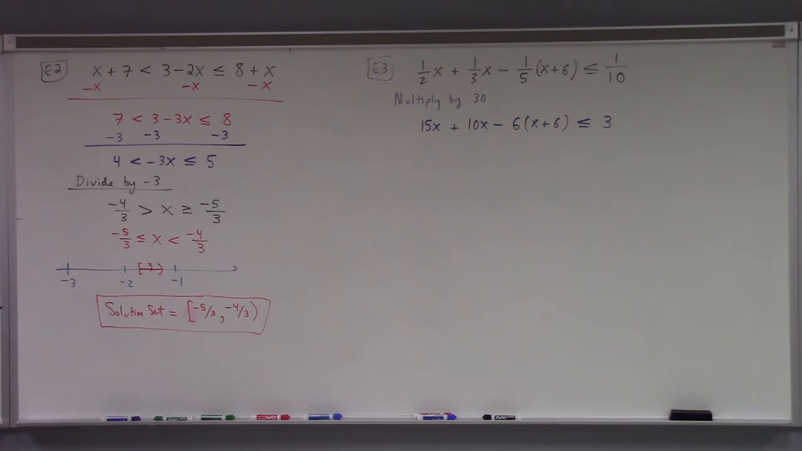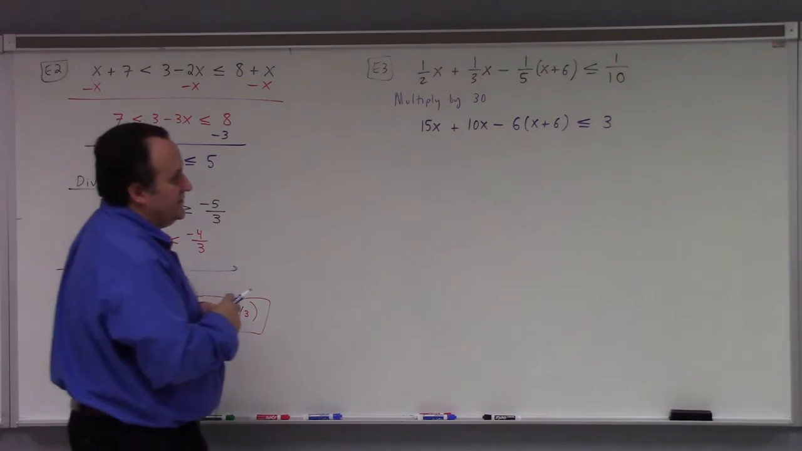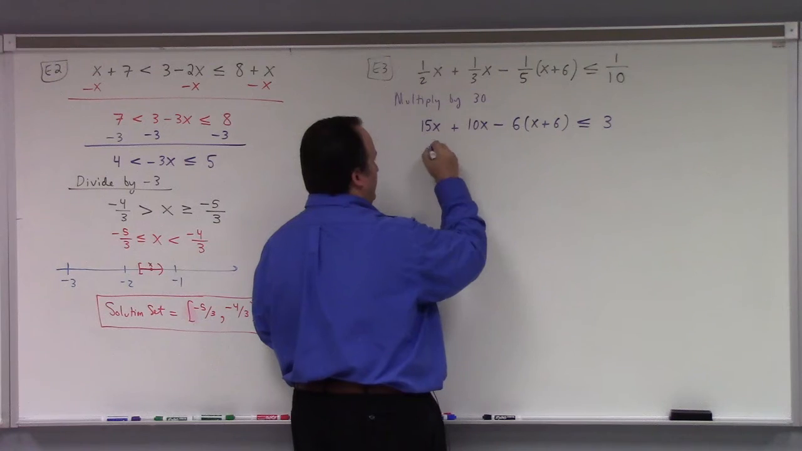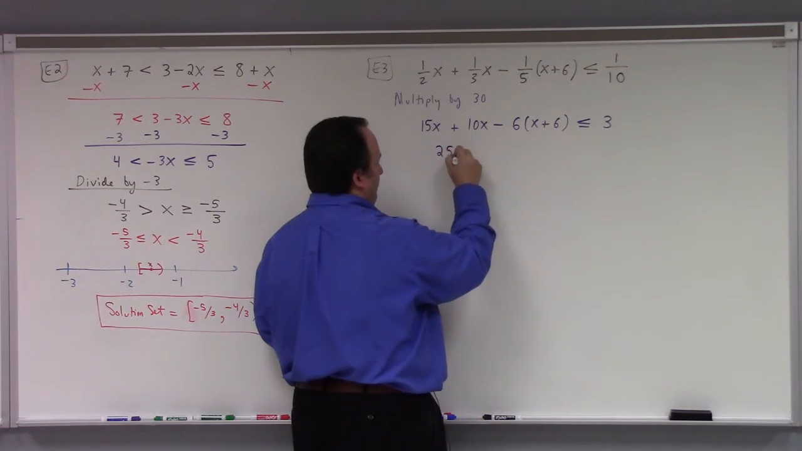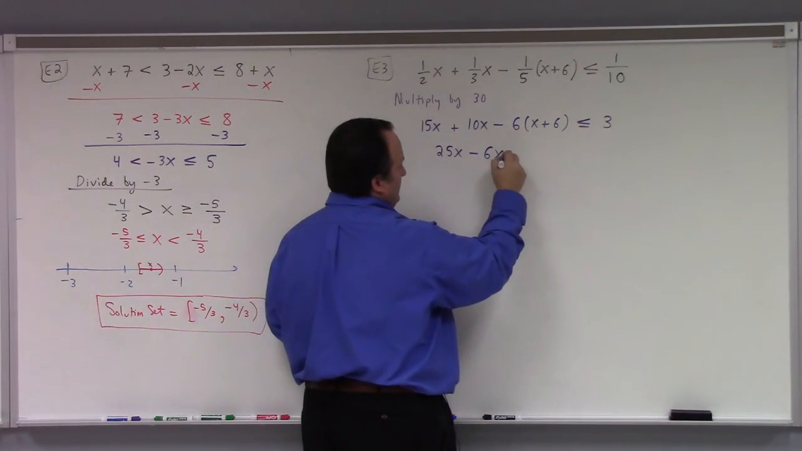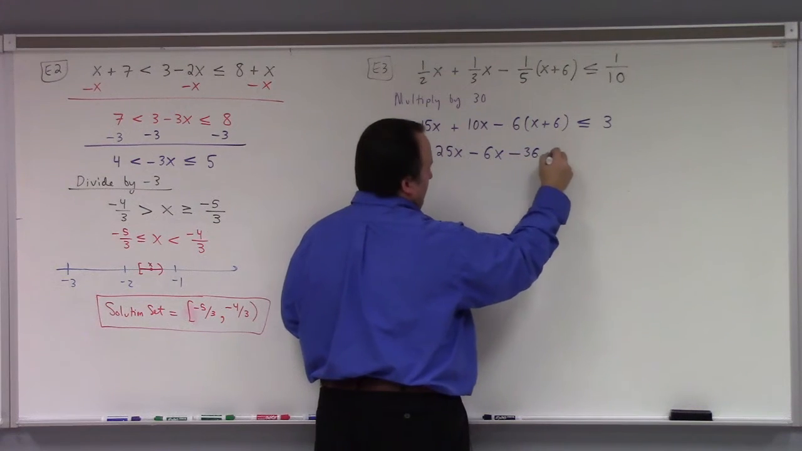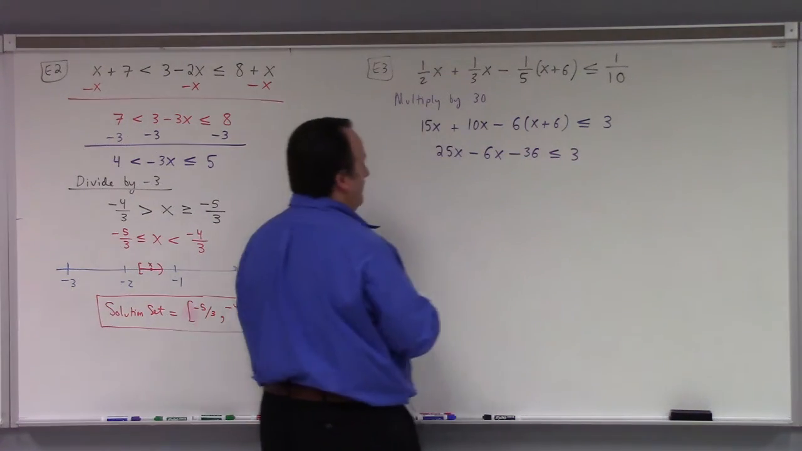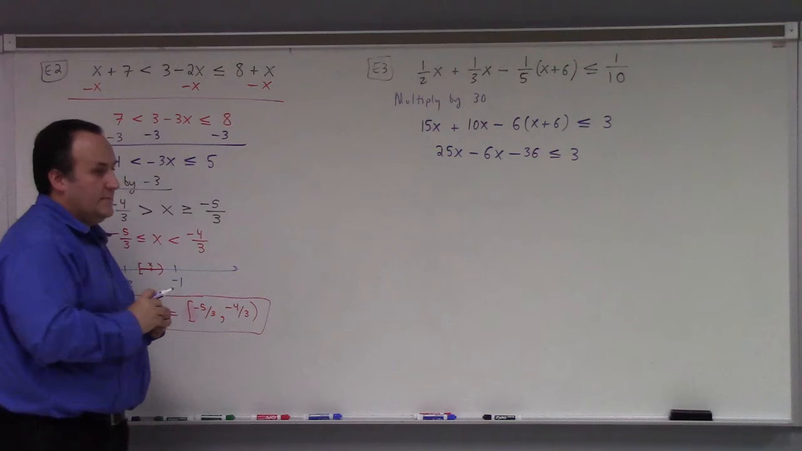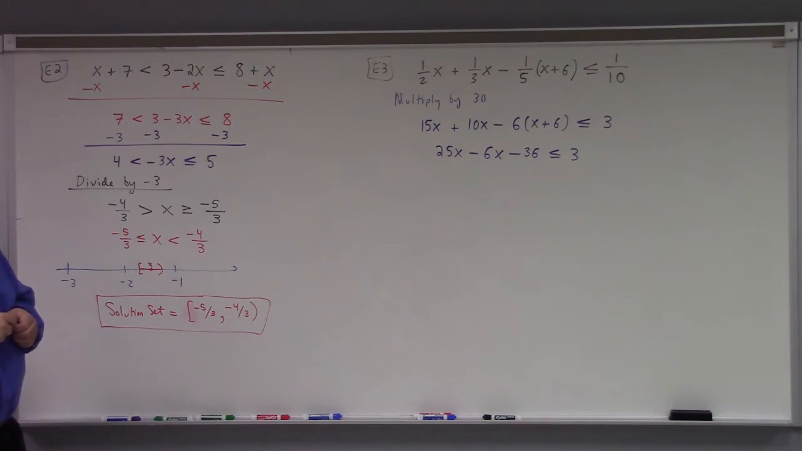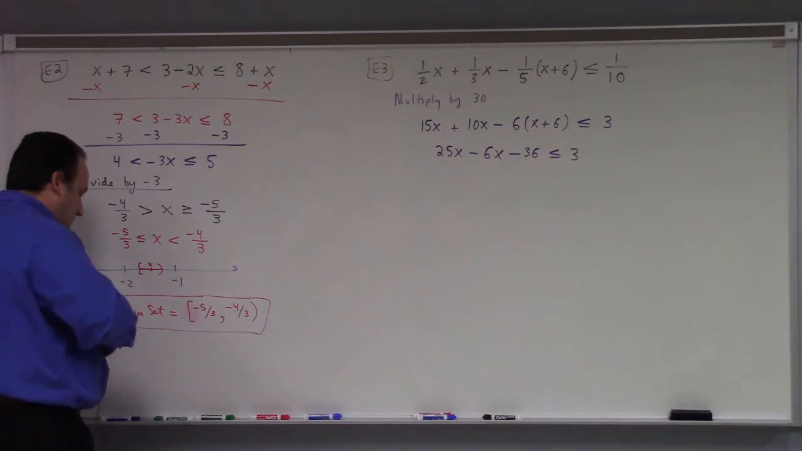Now what? Let's multiply this out, right? What we got? We got 25x, right? Minus 6x minus 36 less than or equal to 3. I think we should do what? We should add 36 to both sides, right? Does it make sense? Add 36, I think.